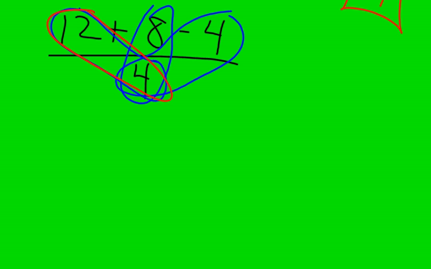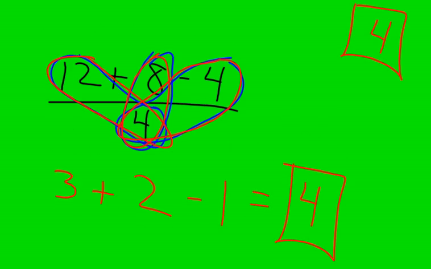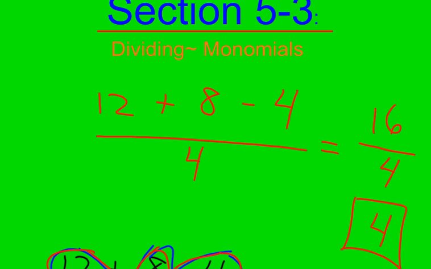12 divided by 4 is 3. 8 divided by 4 is a positive 2. And a negative 4 divided by 4 is a negative 1. So now just simplifying this, 3 plus 2 minus 1, 3 plus 2 is 5, 5 minus 1 is 4. So as you can see, we get the exact same answer if we simplify the numerator, like we did up top, and divide it by the denominator, we got 4.